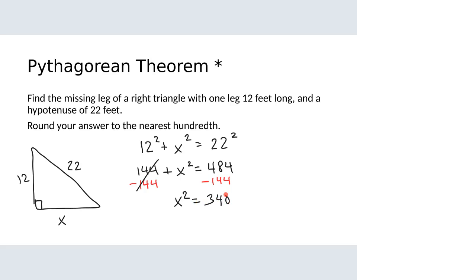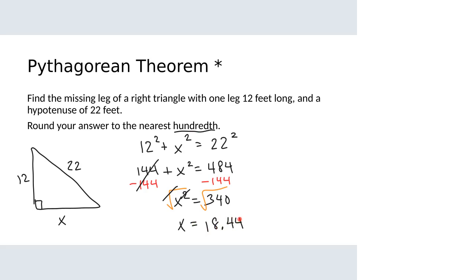So we're getting close. Now I just need to do one more step to get x by itself, and this is the part where we take the square root on the left and on the right. Square root and squaring cancel each other out on the left, and the square root of 340, rounded to the nearest hundredth, since that's what the problem asked me to do, will be 18.44.